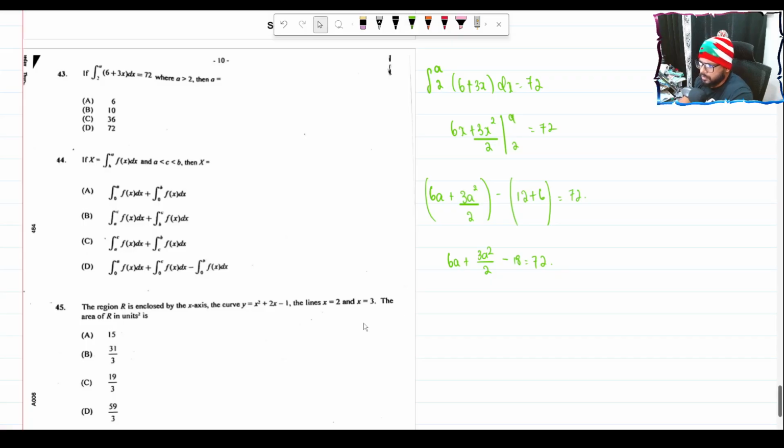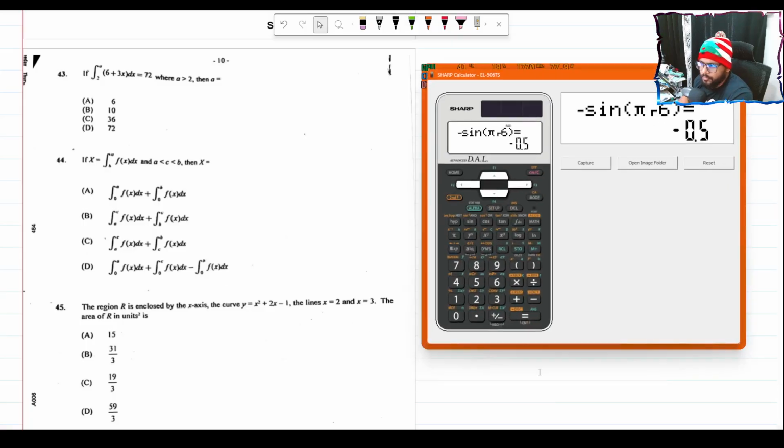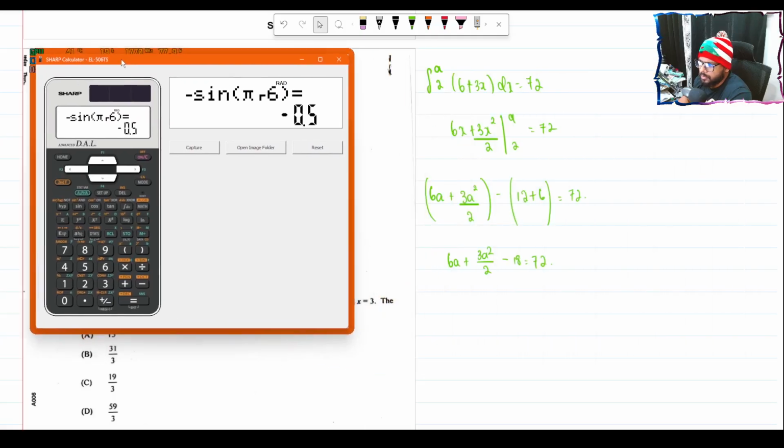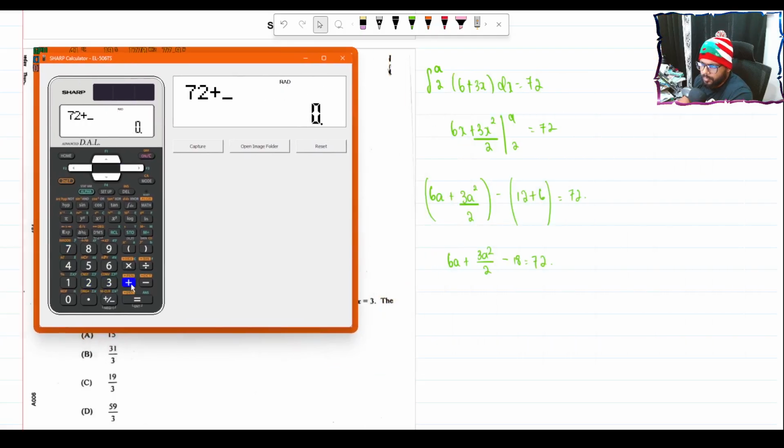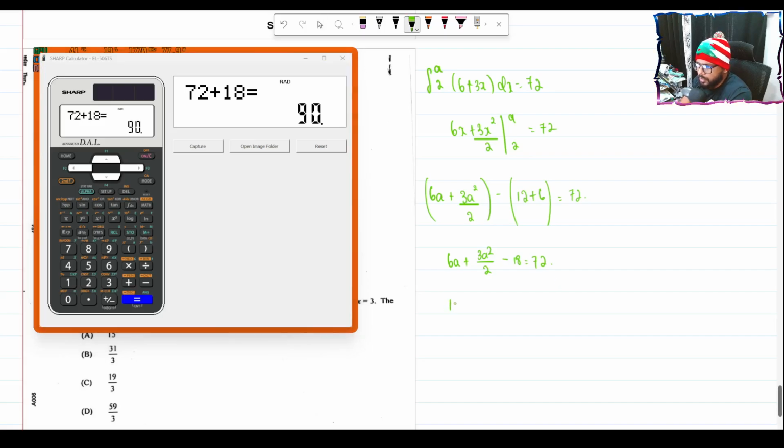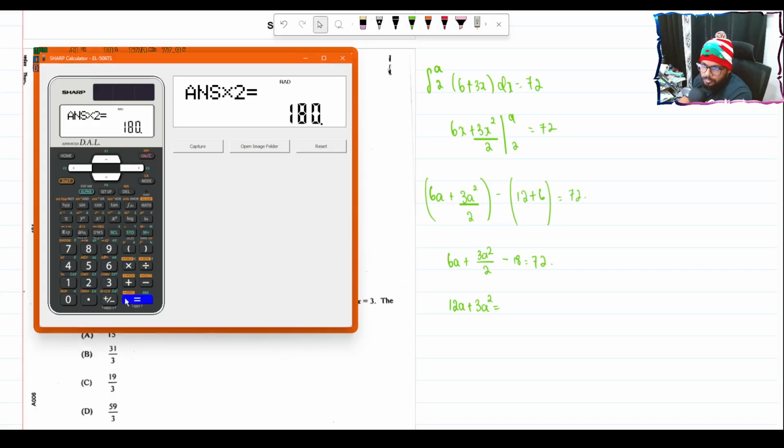Move the 18 across. I'm going to get 72 plus 18, and follow the string of operations here, guys. 72 plus 18 is 90. And then I'll multiply everything by 2 to get rid of this denominator here. So I'm going to get 12a plus 3a squared equals 90 times 2, I'm checking it, you know, 180.